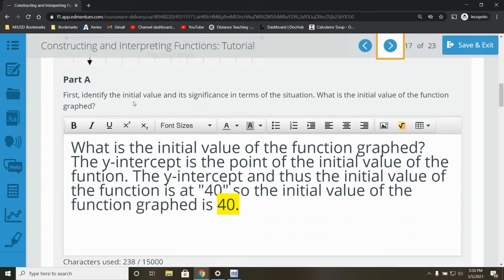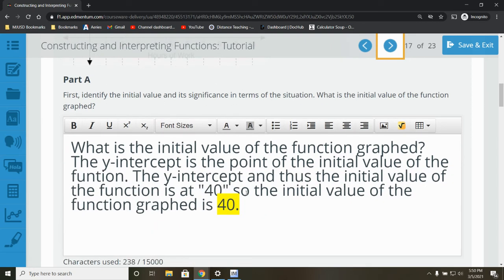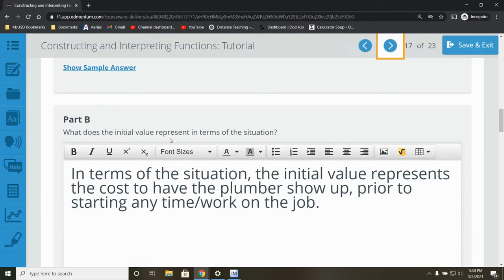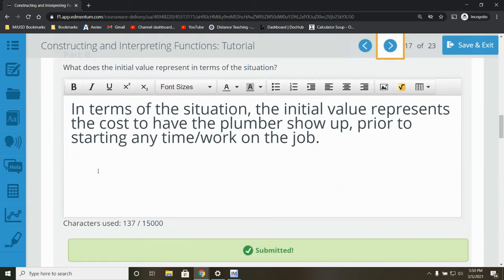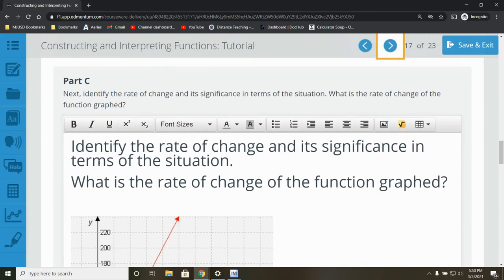First, identify the initial value and its significance in terms of the situation. So the initial value is $40. That's how much it costs just to get the plumber out. What does the initial value represent? $40 just to get the plumber to show up. That's just the call him out to the job site price before any time has been spent working.